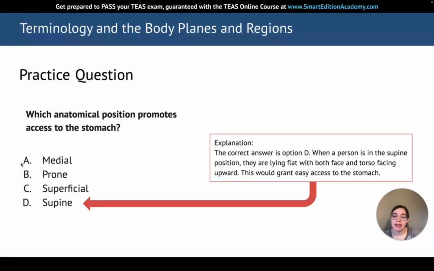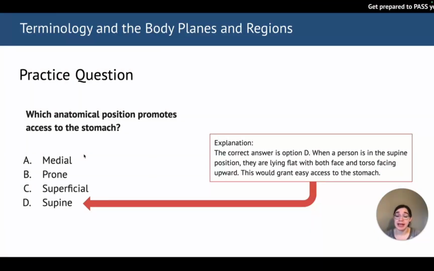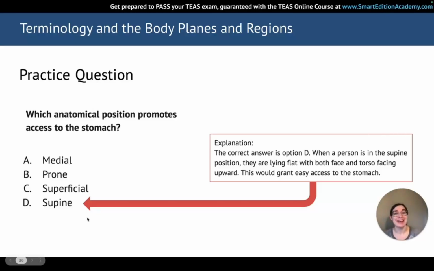And then the term medial and the term superficial, answer options A and C, do not indicate positions, rather they're directional terms. Medial indicates that something is toward the middle or midline of the body, while superficial indicates that something is toward or on the surface of the body. So neither of these answers really make sense based on the question that we're being asked as far as promoting access to the stomach. So they are incorrect as well. And we're left with option D, supine, which, as we've seen, is an answer that makes sense and is thus our correct answer.